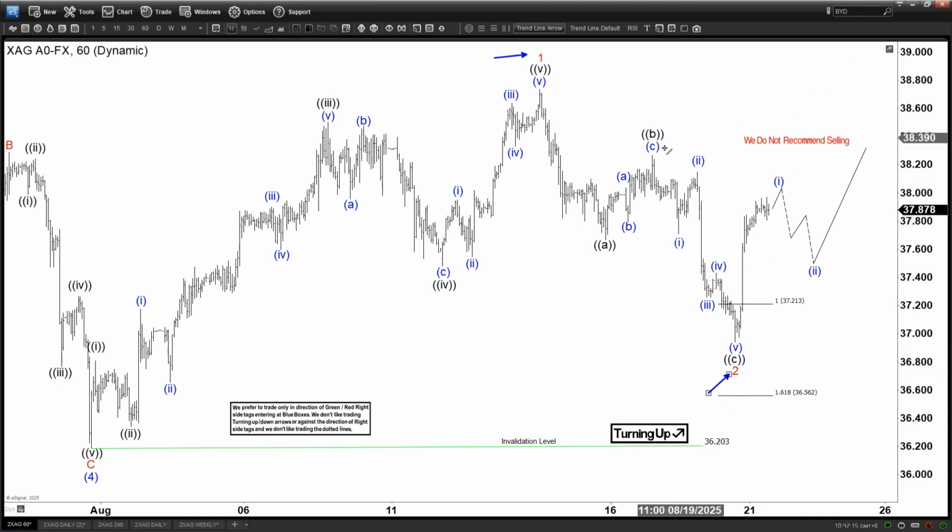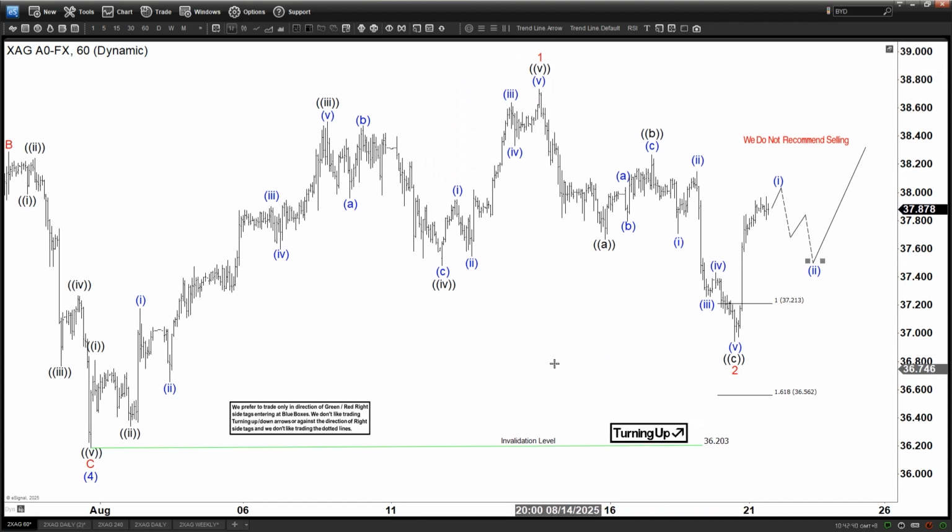Now the arrow, first of all, is still turning up, not green, and the reason is simple. We need to break above the previous peak to confirm that this low is really in place and that we're not going to be doing a complex correction or double correction and so on. Now the structure is a little bit complex. It's not very complex, but there are things we need to pay attention to.